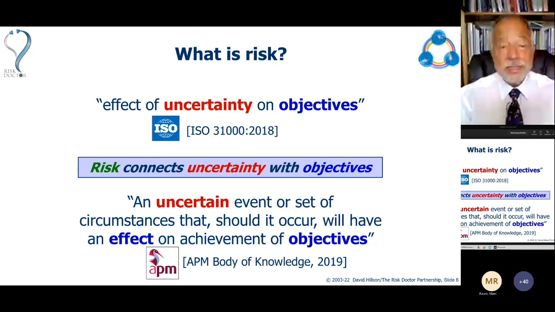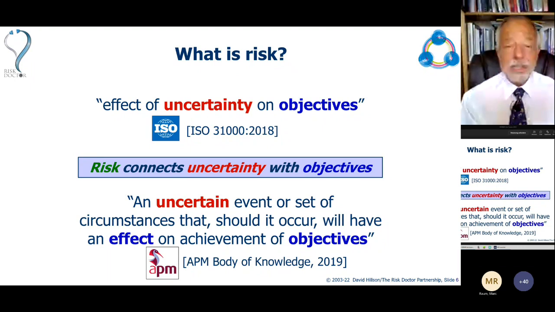Risk is the effect of uncertainty on objectives. In the UK, we have a project management association, the Association for Project Management, and that's our national body, which is part of IPMA, the International Project Management Association. And here we have a similar definition. Risk is an uncertain event or set of circumstances, but should it occur, it will have an effect on achievement of project objectives.